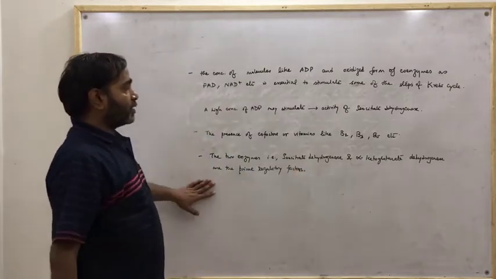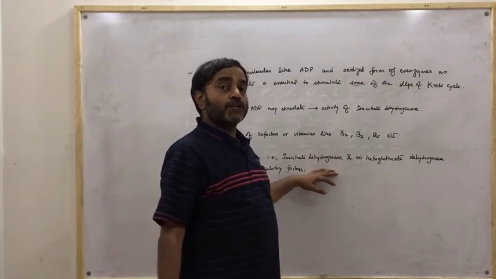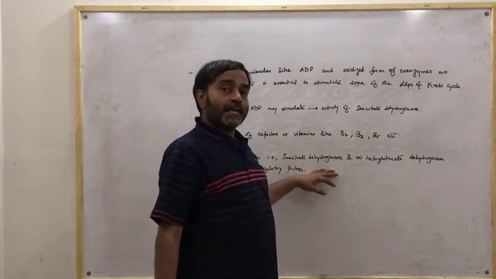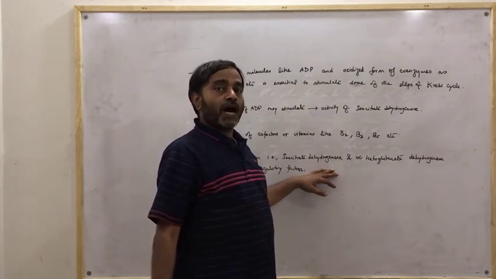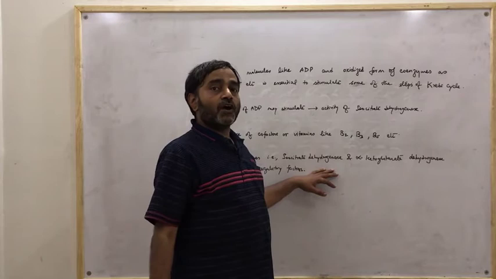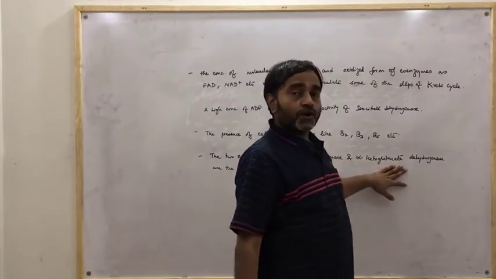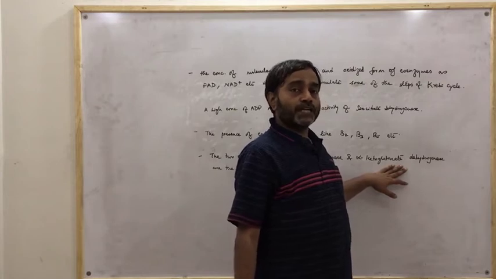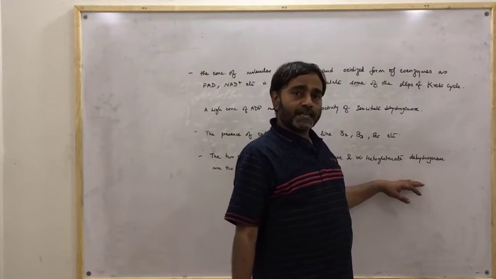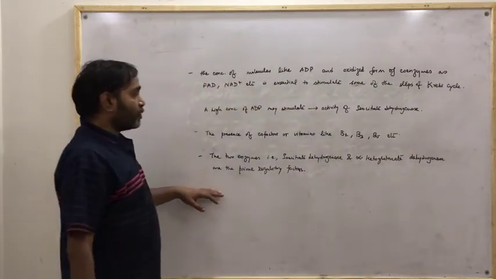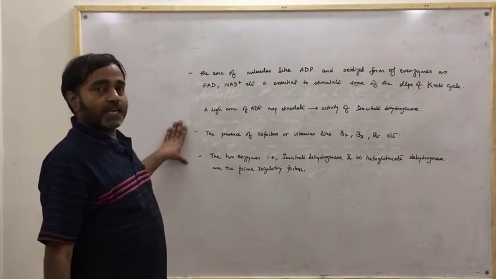So these are the prime regulatory factors. As we have seen, isocitrate dehydrogenase causes the rate limiting step, that is the conversion of isocitrate into alpha ketoglutaric acid. Likewise, alpha ketoglutarate dehydrogenase, which causes the conversion of alpha ketoglutarate into succinyl CoA, is also an important enzyme responsible for the regulation of the pathway. So these things we must keep in mind.